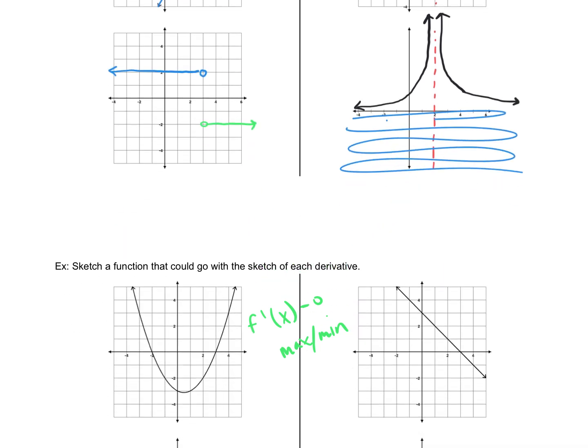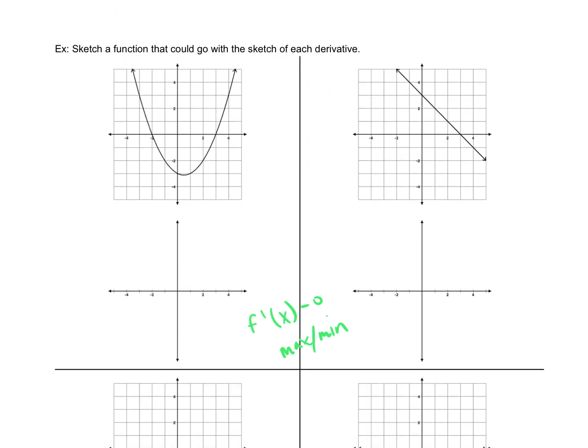Now let's go in the opposite direction. The sketches that we're given are the derivatives, and we need to come up with a possible function. So now I'm looking at, well, where are the zeros? Because wherever the zeros are, that's where we're going to have a max or a min. I'm going to try that number line method again. So my zeros are negative 2 and 2.